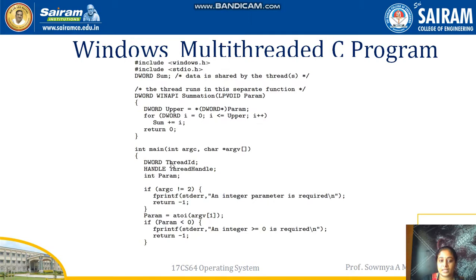So DWORD ThreadId and HANDLE ThreadHandle. ThreadId gives a separate thread ID to the DWORD, and HANDLE is used for the thread handle. There we were using pthread attributes; in Windows we will use thread handles. The command line argument errors are printed as standard errors.